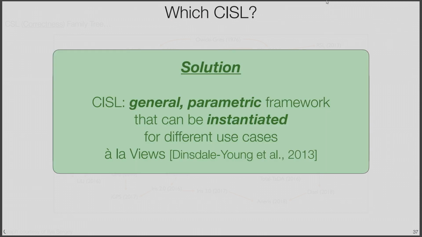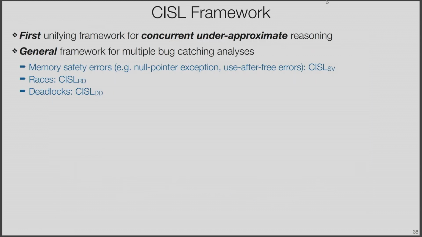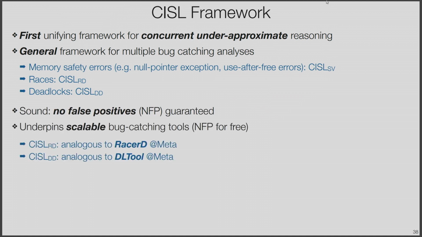So what we did, we came up with this general framework that is parametric, and you can instantiate it for different use cases like data races and deadlocks. I won't be able to show you that, just to say that we have instantiated it to find data races, to find deadlocks, to find memory safety bugs for concurrent programs. And retroactively, we have managed to show that static analysis tools such as RacerD, which Ilya has developed, as well as this other deadlock detection under-approximate tool at Facebook, are all instances of CISL. They can be recast into this framework. So we have some evidence that this framework is useful and it really can underpin real analysis.